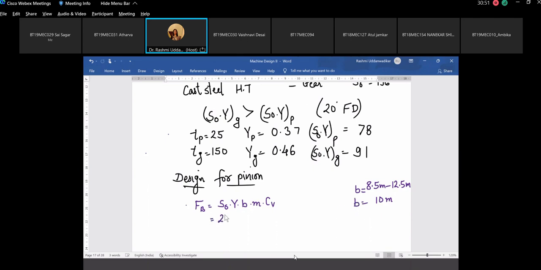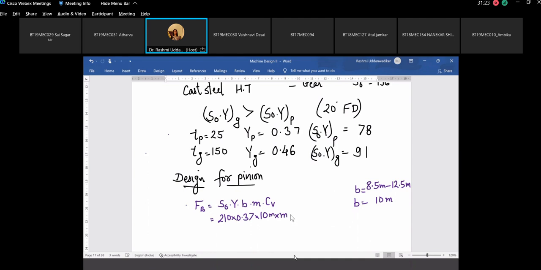So S0 is 210, Y is 0.37, B is 10 times of m, m is m. What about C_V? The value of C_V is given in terms of V_p. But the V_p value is not known, that is again in terms of m. So if I go with 4.5 upon 4.5 plus V_p, this equation will become too complicated.